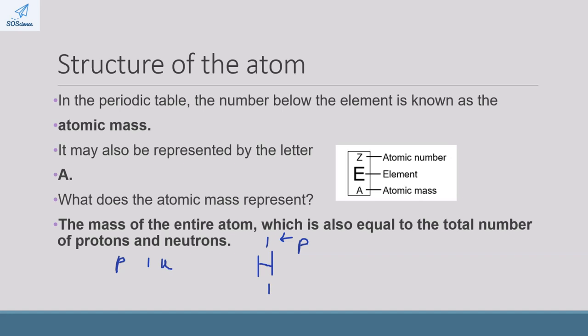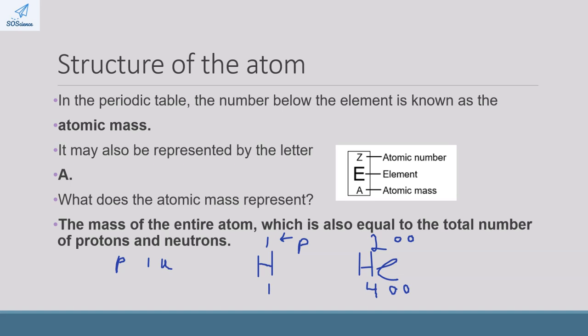Now, let's consider a helium atom. A helium atom has an atomic number of 2, meaning that it has 2 protons in its nucleus, but it has an atomic mass of 4. Now, what we know is that because it contains 2 protons in its nucleus, and each proton has a mass of 1 unit, then this 4 has to include the mass of these 2 protons.